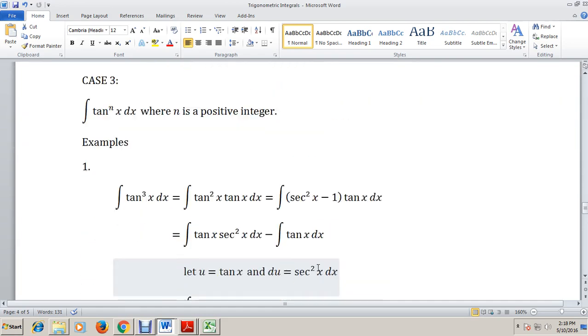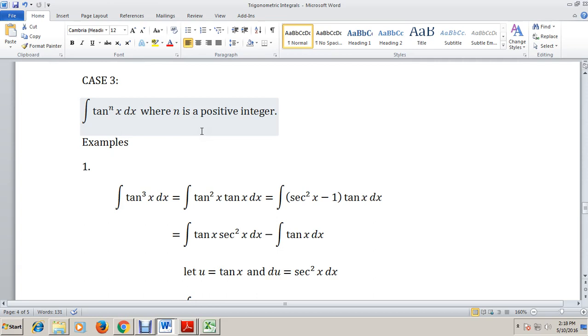Okay, so last for our topic discussion, we have case number 3. This time it is the form of the power of tangent, the integral of the power of tangent x dx, where n is a positive integer. Okay, so n here is simply a positive integer. So let's take example number 1. Integral of tangent cube x dx.